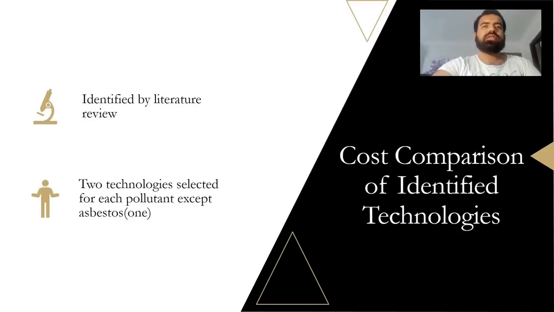Let's first talk about the cost comparison of identified technologies. These technologies have been identified by using literature review. Two technologies have been selected for ash, hydrocarbons, and heavy metals, while one technology is only present for asbestos.